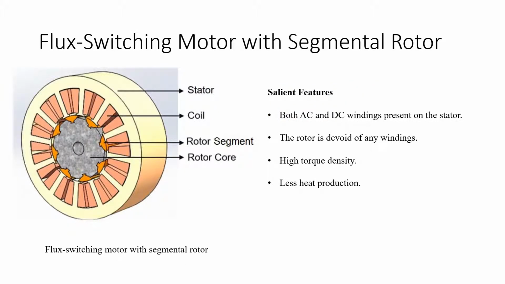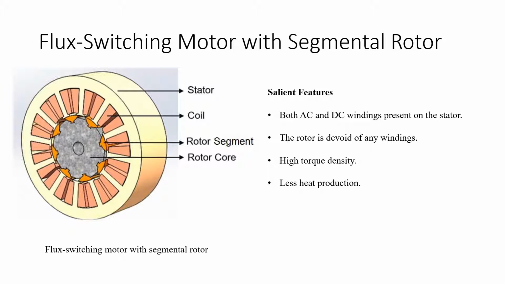Flux switching motor with segmental rotor is a new class of electric motor with both AC and DC windings on the stator. The rotor is devoid of any windings, and FSM with its high torque density, compactness, less heat production, and high ruggedness can prove to be an ideal motor topology to be used for the propulsion systems of electric vehicles. Now the construction of a flux switching motor, FSM, is fairly simple.